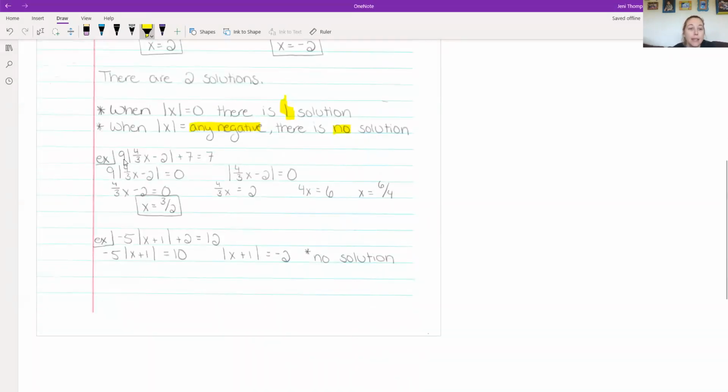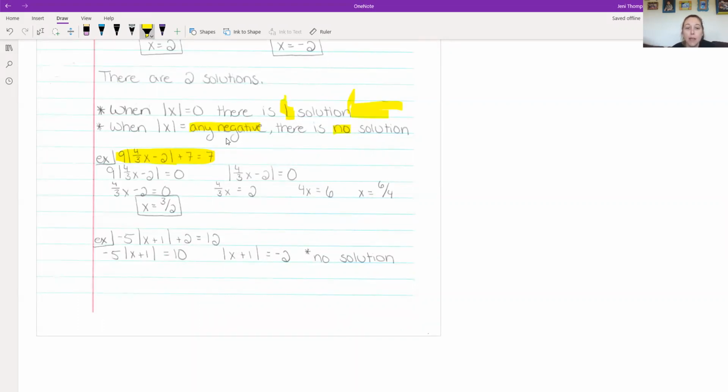Some examples of that. Here is our equation that we're starting with. First step, isolate the absolute value. So we need to subtract 7 on both sides. That gives us 0. Then we need to divide by 9, right? 0 divided by 9 is just 0. So now we've isolated our absolute value. It's by itself on one side of the equal sign and equals 0, which means there is only one solution to this. You can't have a positive 0 and a negative 0.